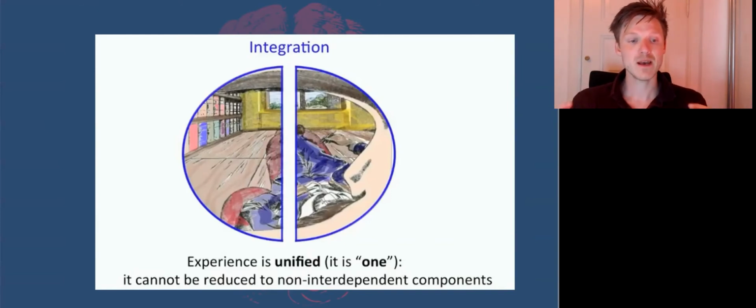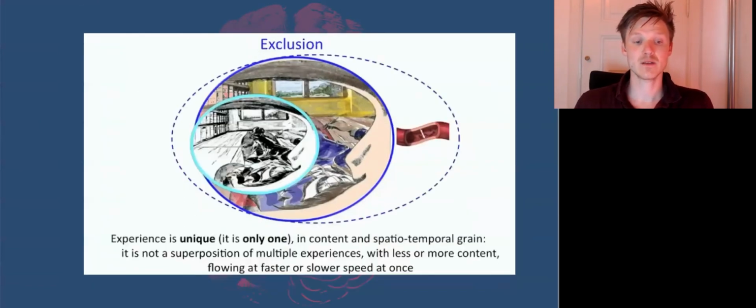And it might be that individual parts of the brain are processing different aspects, but in the end, your experience is unified into one. It's integrated. And the last axiom is exclusion. Experience is unique. It is only one, and it's confined to just one experience. The experience isn't more or less than what it is.